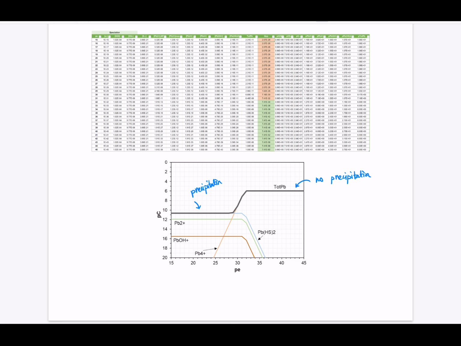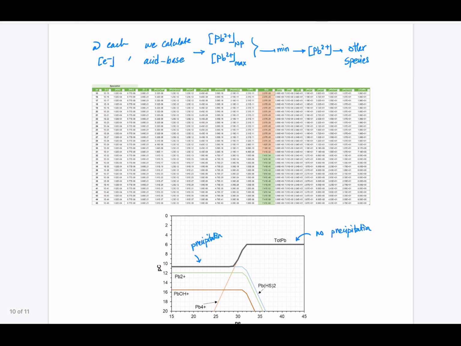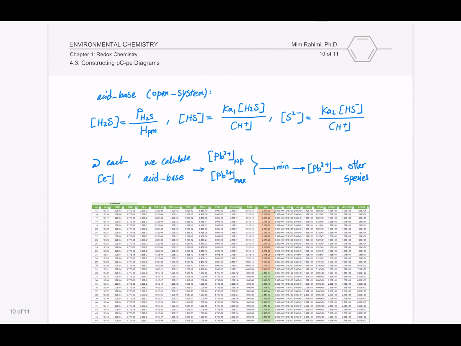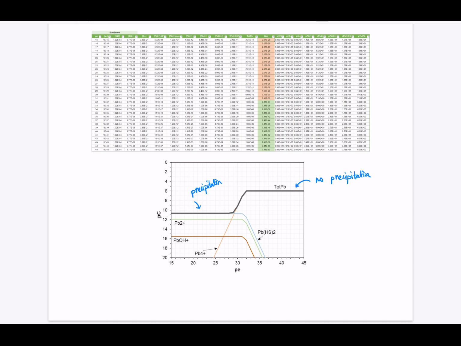Why no precipitation here? So this line, the black line, is the total Pb. Is it the same value as we had initially? So it's not, right? It's 10 to the minus 6. Wait, how much did we have? Yeah, we had 10 to the minus 6. So no precipitation at that point.